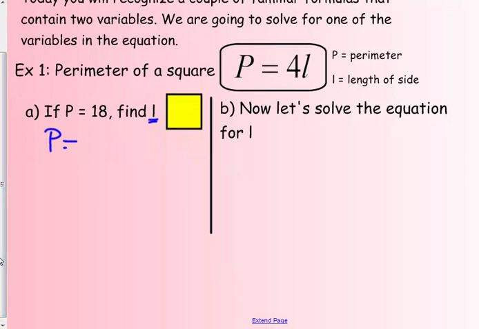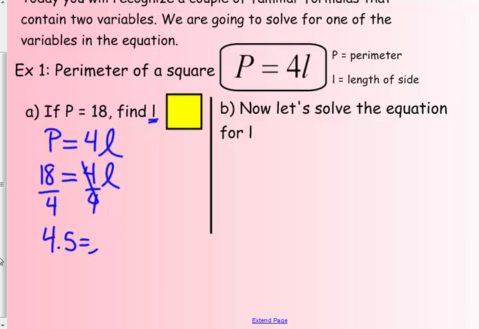So we write the formula, perimeter is equal to 4 times the length of that side. 18 is the perimeter. Equals 4 times what length? Well, very simple. Solving a multiplication equation, we use the inverse, which is division, and we get 4 5/10 equals that length. Did they give me a unit? No, so it's 4 5/10 units is that length. It doesn't say centimeters, yards, miles, so we call it units.